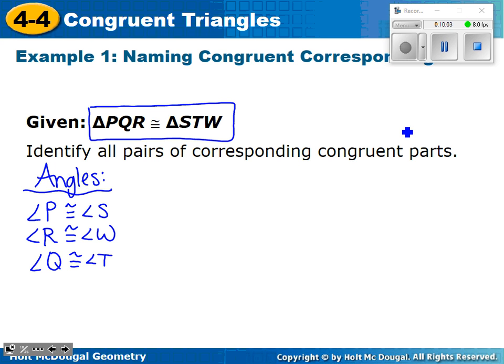Okay, sides. Again, if you need to draw a picture and label two different triangles, you can, or you can just use the statement. Tyler?